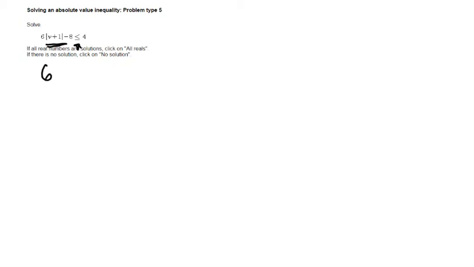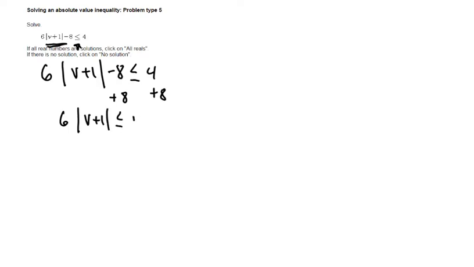So this problem is 6 times the absolute value of v plus 1 minus 8 is less than or equal to 4. So we need to get rid of the minus 8, and we need to get rid of the 6. We add 8 to both sides, and then we get 6 times the absolute value of v plus 1 is less than or equal to 12. Dividing by 6 gives us the absolute value of v plus 1 is less than or equal to 2.